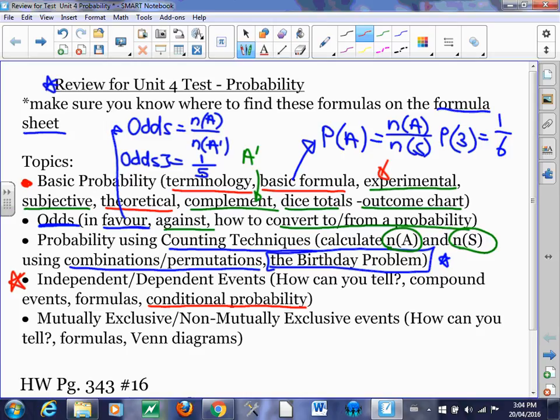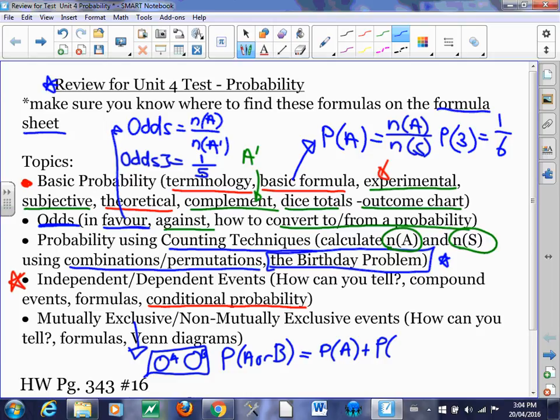Next, we took a look at mutually exclusive versus non-mutually exclusive events. Mutually exclusive means that they occur separately. So A and B can't occur at the same time, so there's no overlap. So the probability for that, if it's mutually exclusive, is the probability of A or B just equals the probability of A plus the probability of B, because they're mutually exclusive.